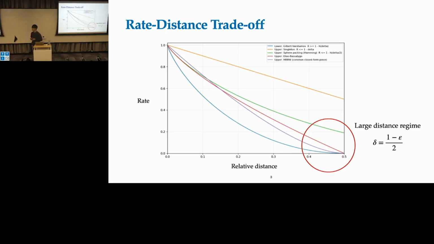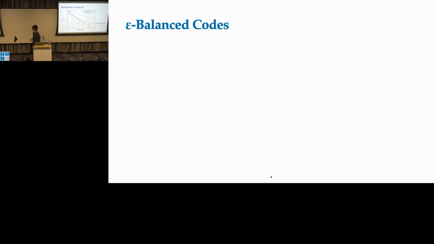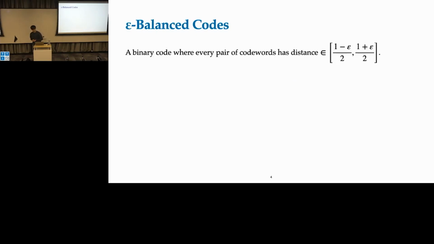Okay, now this leads to the next definition called epsilon balanced codes. A binary code is epsilon balanced if every pair of code words has distance between (1 - epsilon)/2 and (1 + epsilon)/2. Technically, if we only want good decoding properties, we only need a lower bound. But for many other applications, we also need this upper bound of (1 + epsilon)/2.